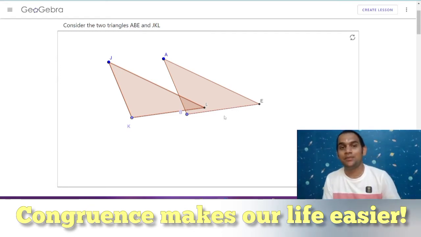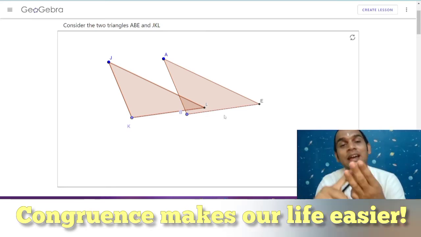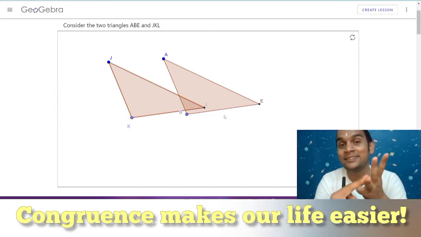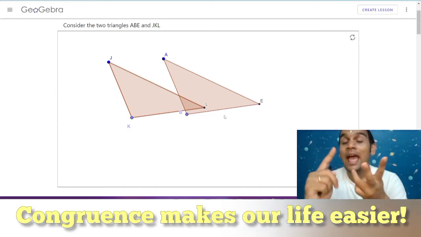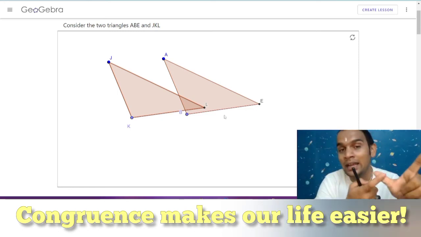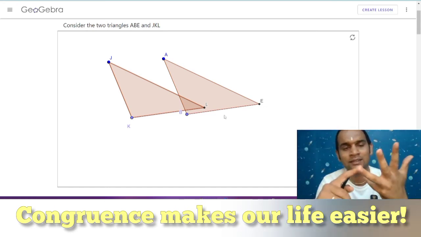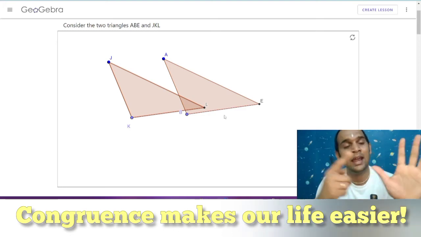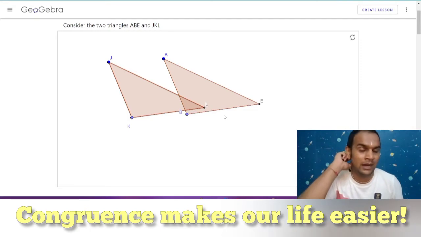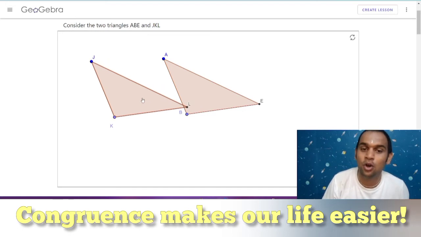Now, as we have observed, out of these 6 corresponding parts, if we are able to show a combination of 3 corresponding parts, that is side side side, side angle side, angle side angle, RHS, or angle angle side, these 5 criteria, right? SSS, SAS, ASA, AAS, and RHS. These 5 combinations of 3 corresponding parts, if we are able to show, then we can show that the triangles are congruent to each other.